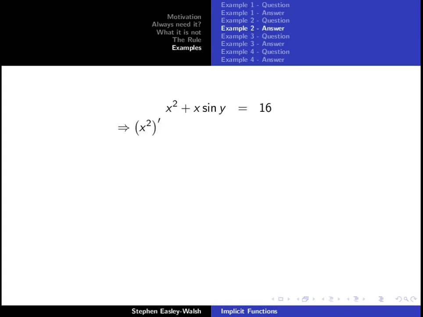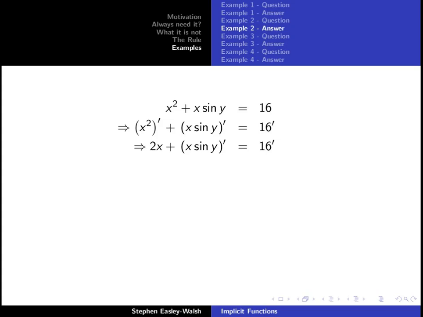x squared plus x sine y equals 16. Differentiating each term, derivative of x squared plus the derivative of x sine y equals derivative of 16. Derivative of x squared is 2x. And then we have to do the derivative of x sine y, and that will equal derivative of 16.